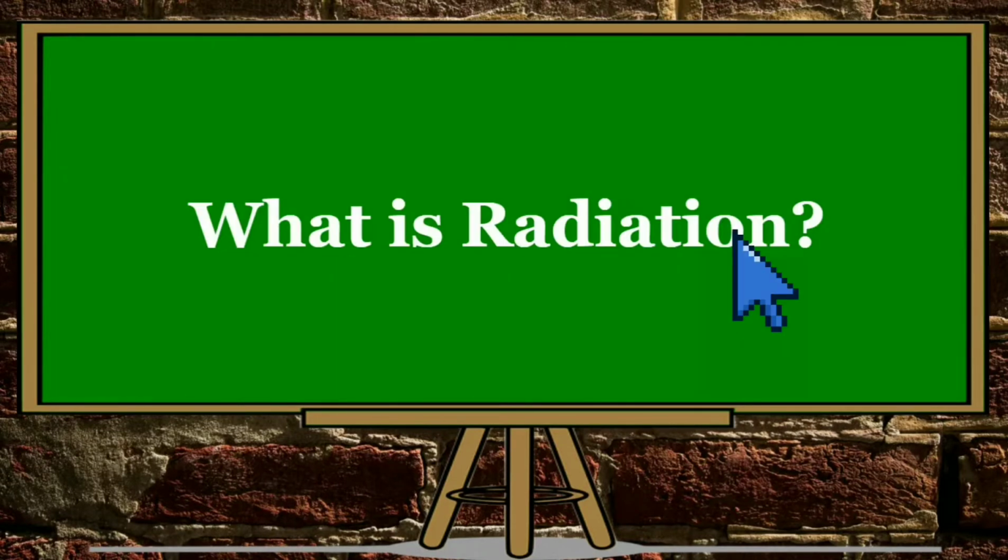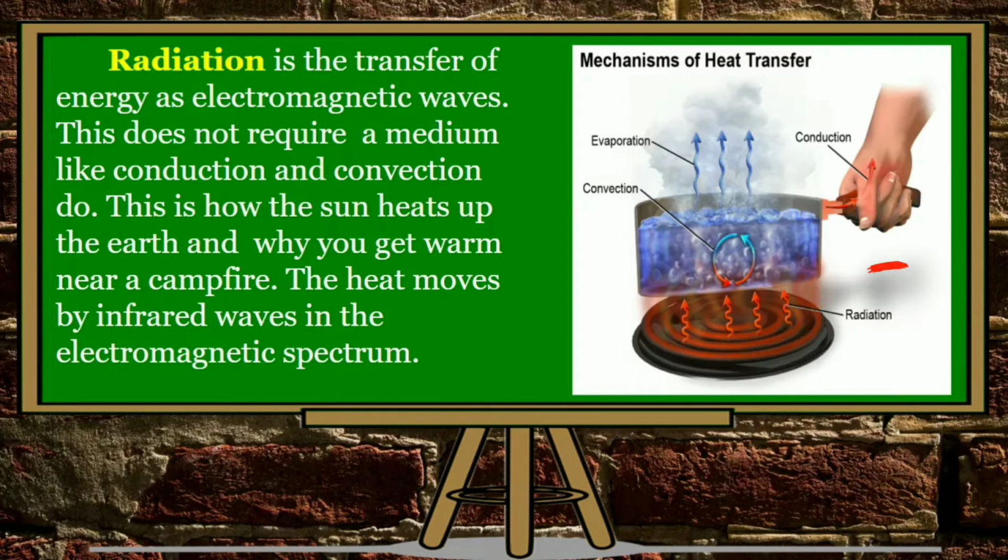What is radiation? Radiation is the transfer of energy as electromagnetic waves. This does not require a medium like conduction and convection do. This is how the sun heats up the earth and why you get warm near a campfire. The heat moves by infrared waves in the electromagnetic spectrum.